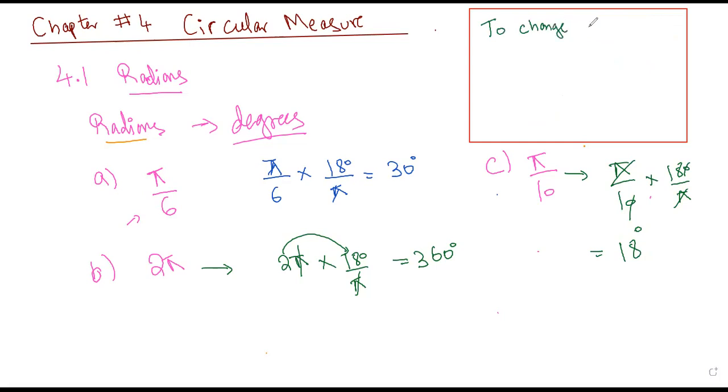to change from degrees to radians, multiply by pi by 180. Okay. This is the formula and this is how we do it, right?